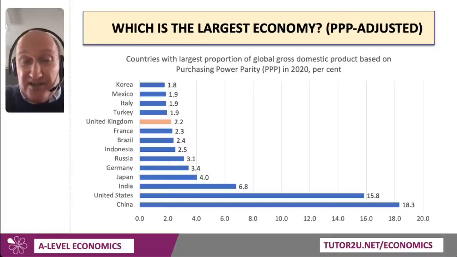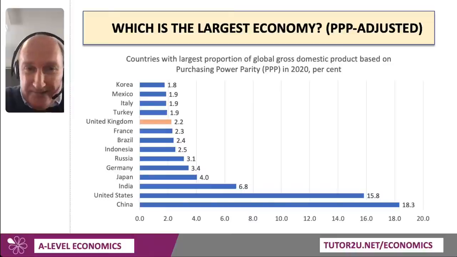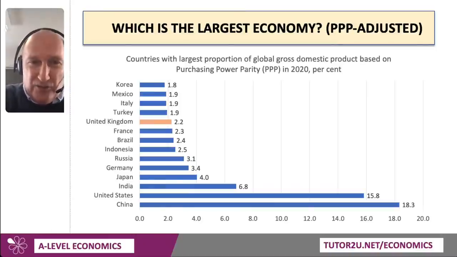But look at the other parts of that table. India comes third. So India on this basis is nearly twice as large as Germany, for example. The UK comes in 10th, a little bit below France. By the way, these are the countries in the world with just over or around 2% or less of world GDP, including Mexico, Turkey, Indonesia. These are really interesting countries that are often the focus of an exam question. Okay, moving on.